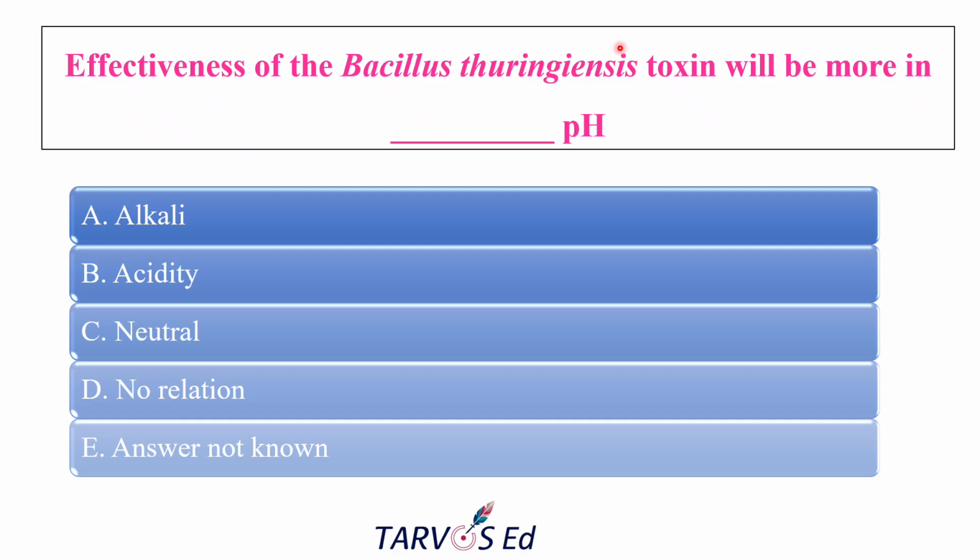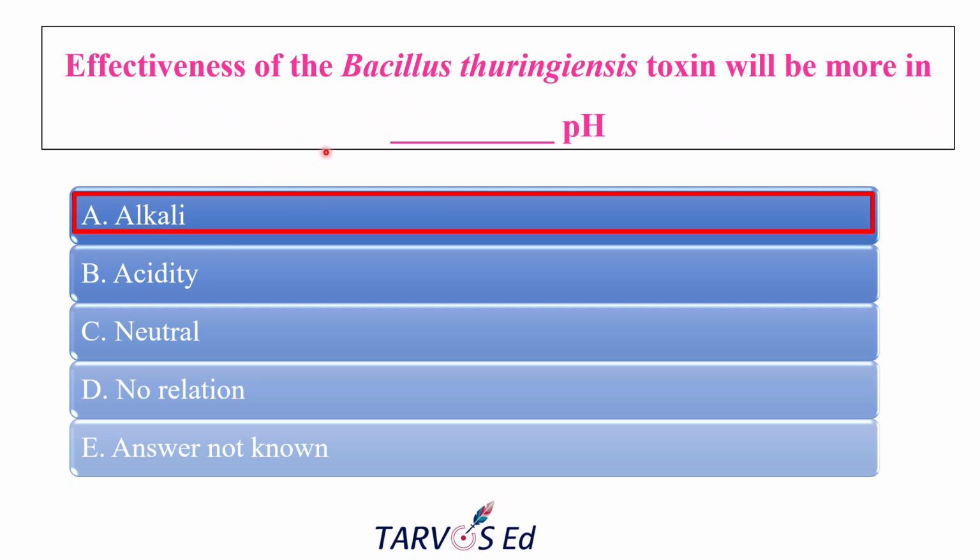So that the toxin will bind to the midgut receptors of the insect. And since they bind to the midgut receptors, there will be the formation of pores. Okay, so that's why it causes gut lysis and death and all. So which pH we have to find, that is the question here. And the answer is alkali.